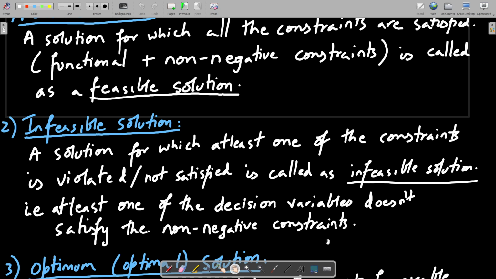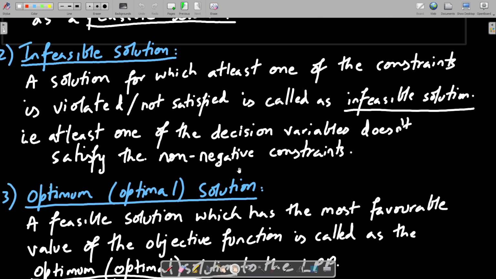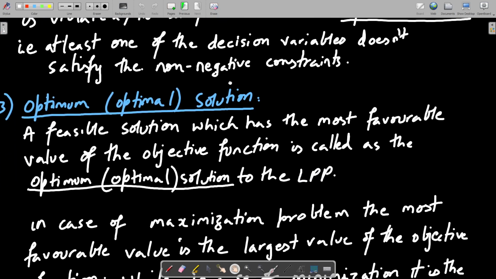Last semester you saw how to solve a system of equations, right? When you are solving those systems of equations, there is no guarantee the answer will be positive. It might turn out to be negative. When you get a negative solution to that system of equations, it becomes an infeasible solution. It is a solution, but it is not what we want. We wanted a positive one. Infeasible means it's not useful. We'll see examples on this later.